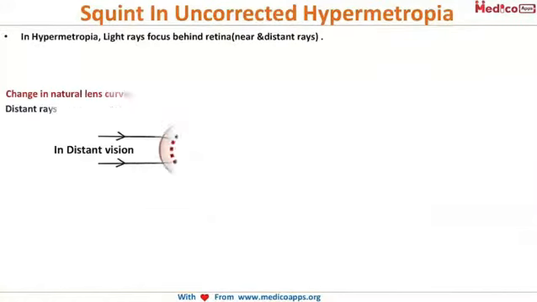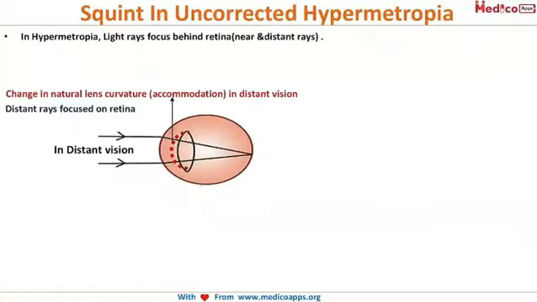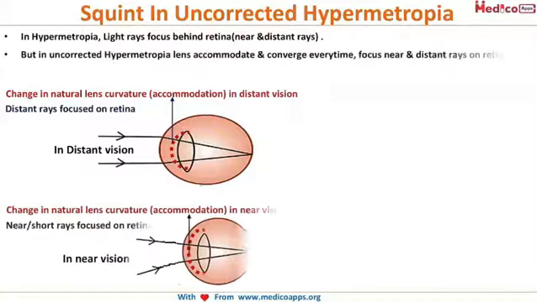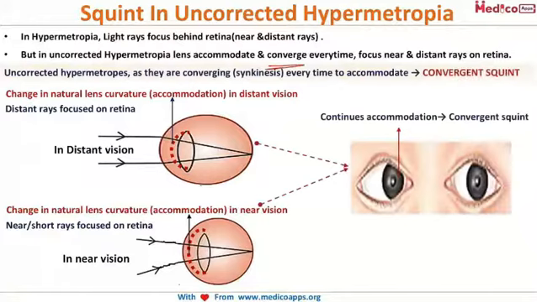Okay. The same thing here you can understand. See, in distance vision, the lens is trying to accommodate. So, we know that in the accommodation triad, there is convergence as well. So, whenever the lens accommodates, by synkinesis, there is convergence of the eyeballs resulting in a convergent squint or esotropia.